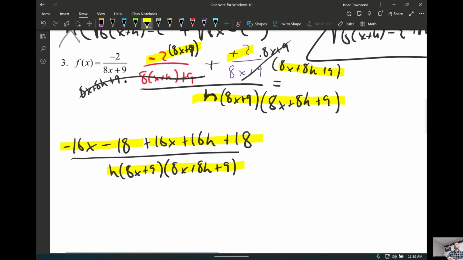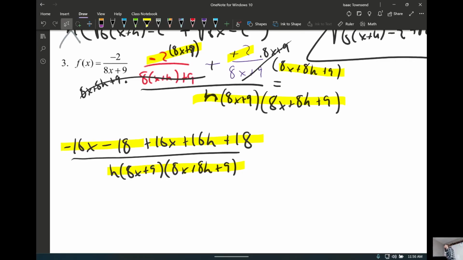So it looks like I've done a lot here, but really all I did was multiply everything by 8x plus 9 to get rid of one small fraction, and then multiplied everything by 8x plus 8h plus 9 to get rid of the other small denominator.